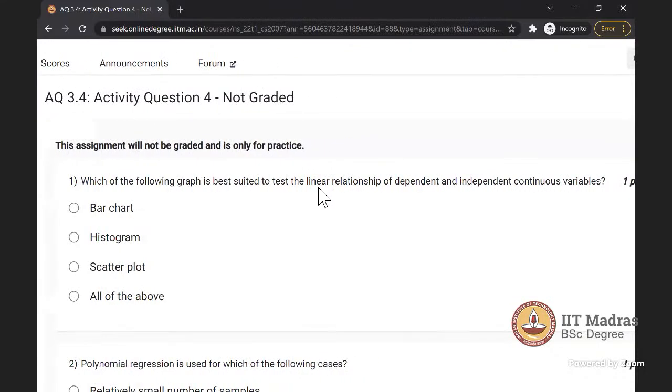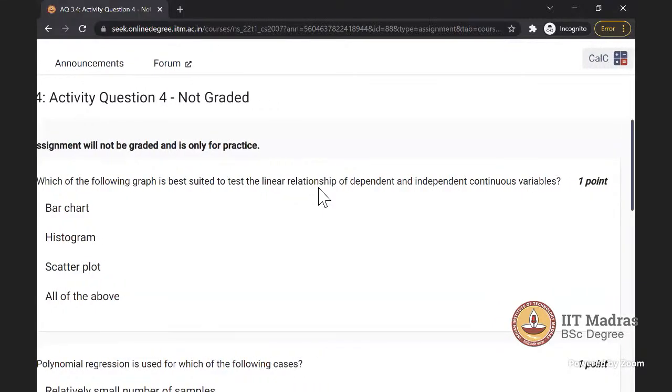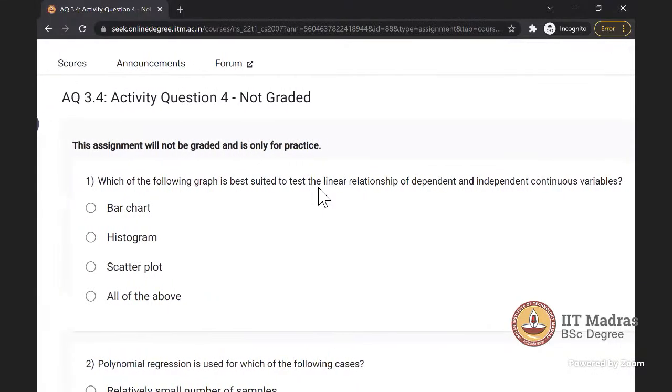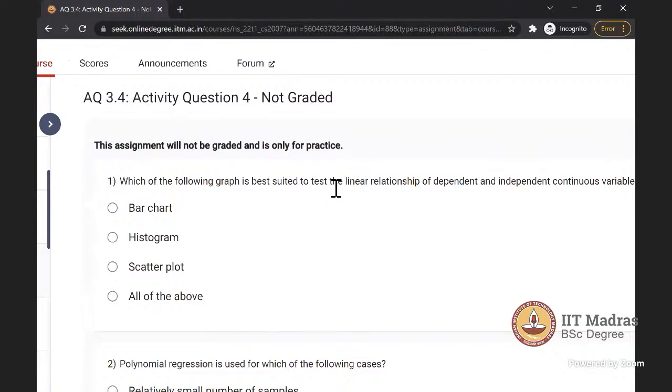So the first question is, which of the following is best suited to test the linear relationship for dependent and independent continuous variables? Which one do you think should be the right answer? Scatter plot. Yes, right, absolutely.